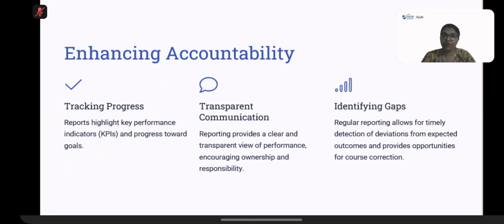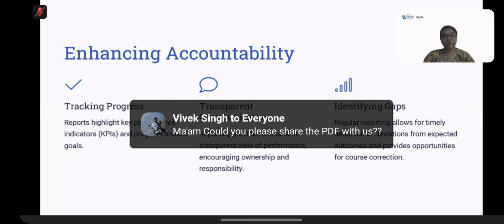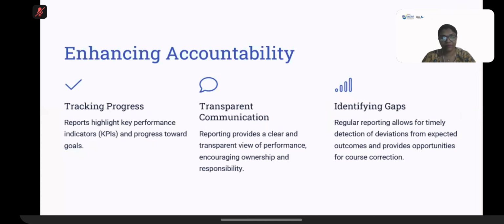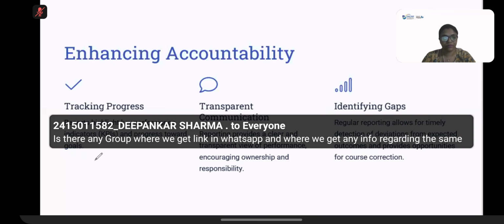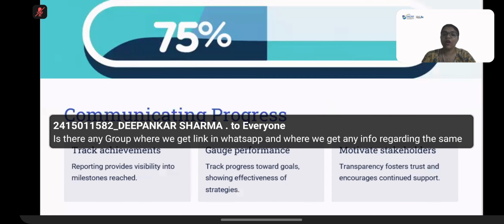Also, reporting help you to enhance the accountability. आपको पता है who is responsible for the duties, for the functions that is being allotted. So you can hold that person responsible, identify the gap, ensure that the work is completed on time. Communicate the progress.